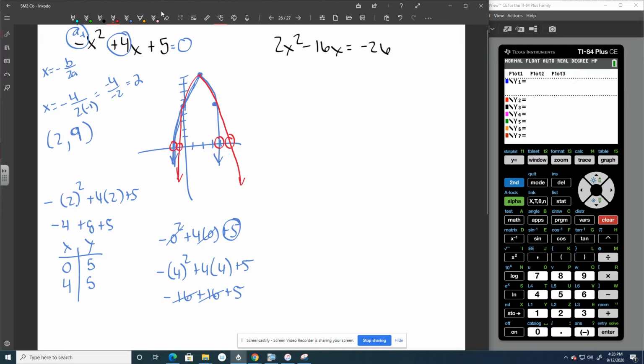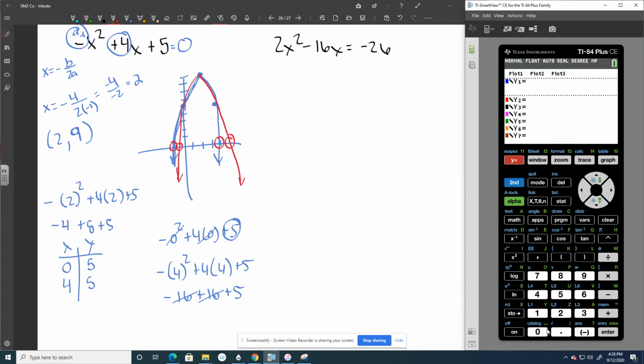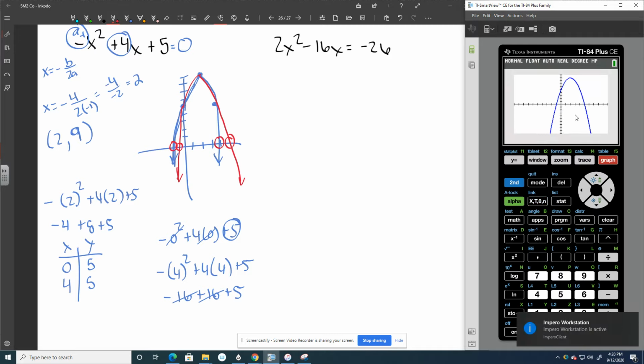But I would prefer to do that on the calculator, because if I go to my calculator, y equals, and I just plug in negative x squared plus 4x plus 5, when I graph that, I know exactly what it looks like, and I can see that I'm crossing right here and I'm crossing right here. Now, looking at that, it looks like this left one is negative 1, and it looks like this one is at 5. But sometimes looks can be deceiving.